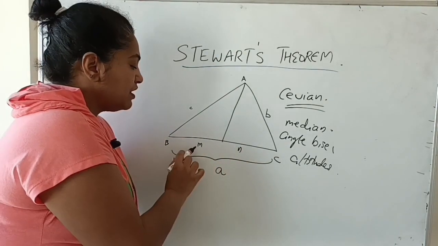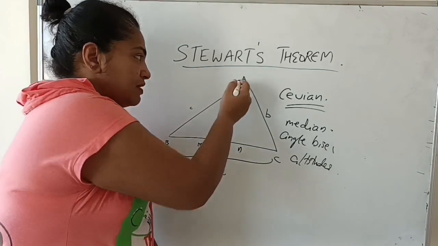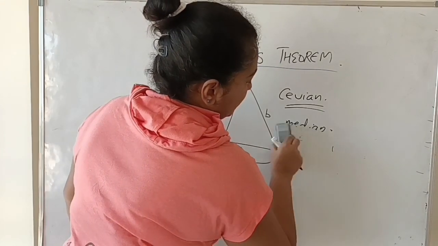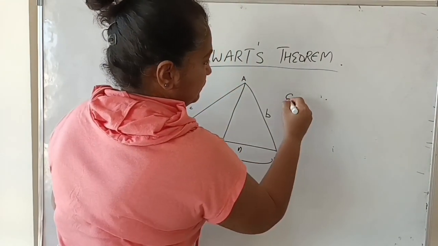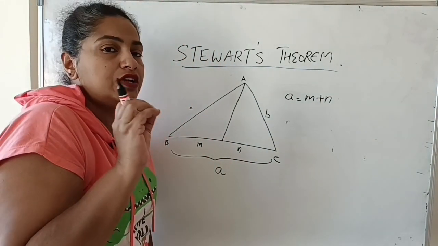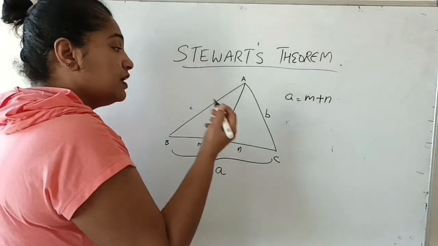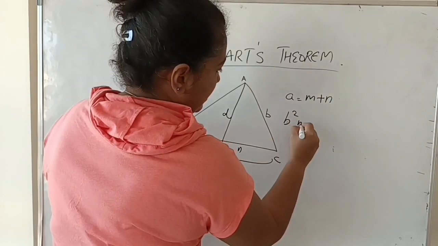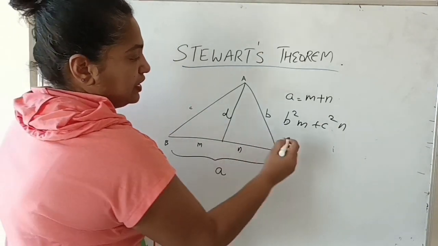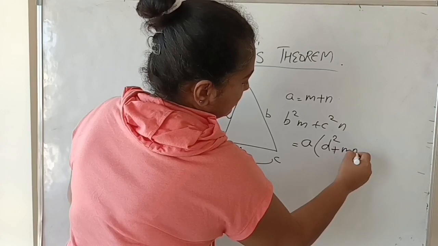It is dividing BC in the ratio m:n, which means that this length is m and this is n. Now, the side opposite A I am denoting by the small letter a. So, from this, what do you know? You know that a is equal to m plus n. Okay. Now, according to Stewart's theorem, suppose this length is d. Okay, according to Stewart's theorem, b square m plus c square n is equal to a into (d square plus mn).